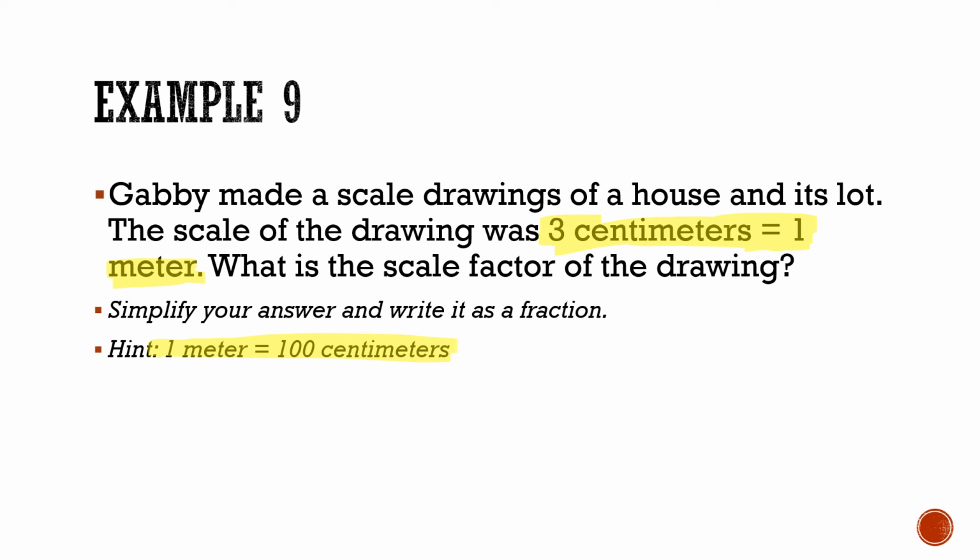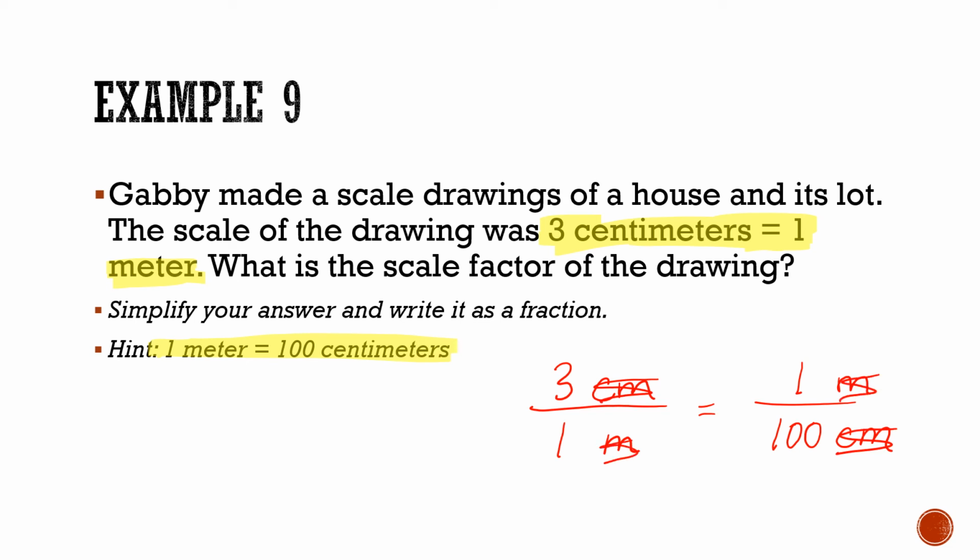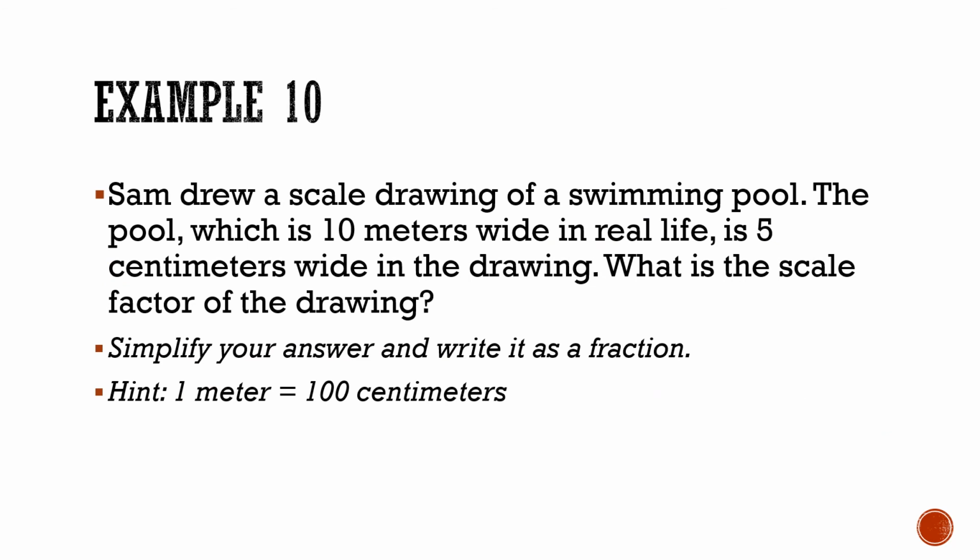So the scale of the drawing was 3 centimeters to 1 meter. We're going to put the meters on the top and centimeters on the bottom this time so that they'll cancel. And we know that 1 meter is 100 centimeters. Our units cancel. 3 times 1 is 3, and 1 times 100 is 100. And that is in simplest form, so our scale factor is 3/100. Okay, pause your video and try example 10.